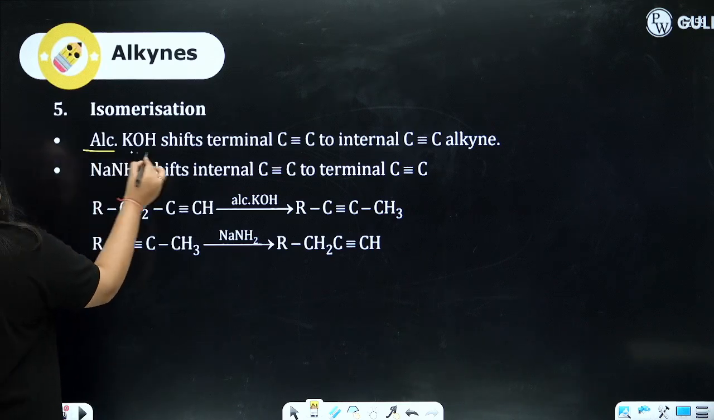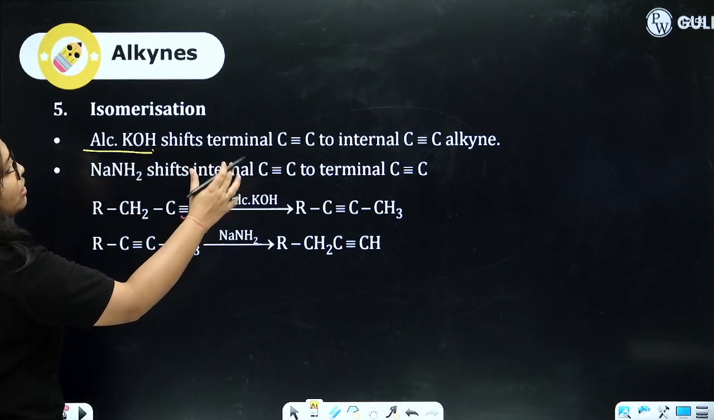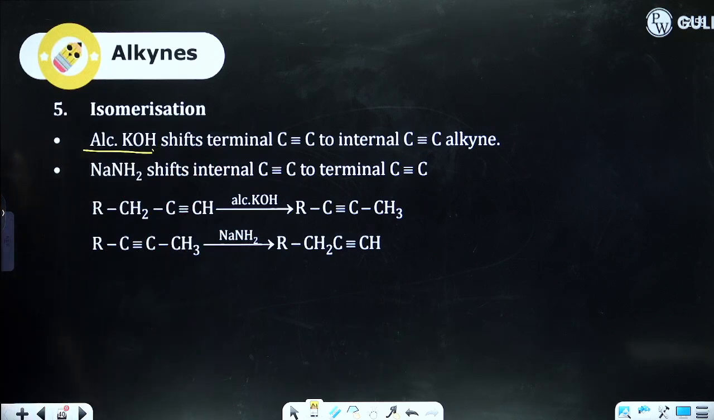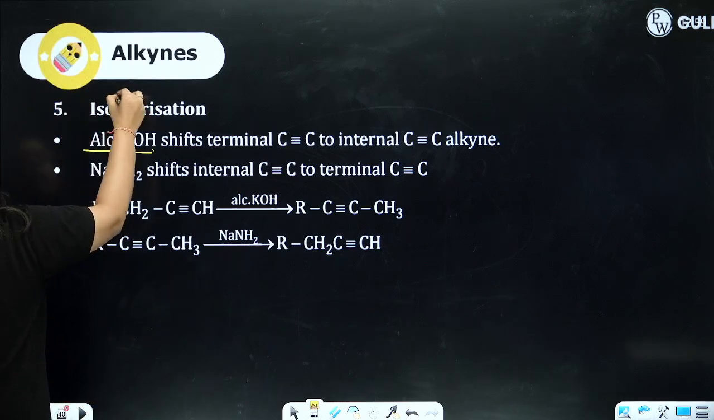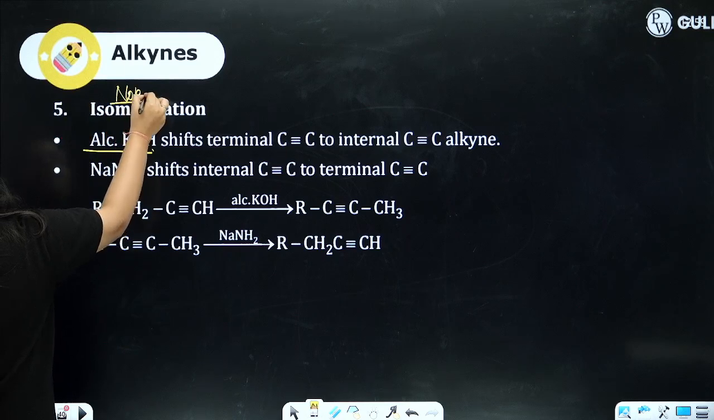Now, alcoholic KOH shifts terminal C triple bond to internal C triple bond, and NaNH2 shifts internal C triple bond to terminal C triple bond. You can see this. This is more or less like a note. It's not there in your NCERTs, but like a note.